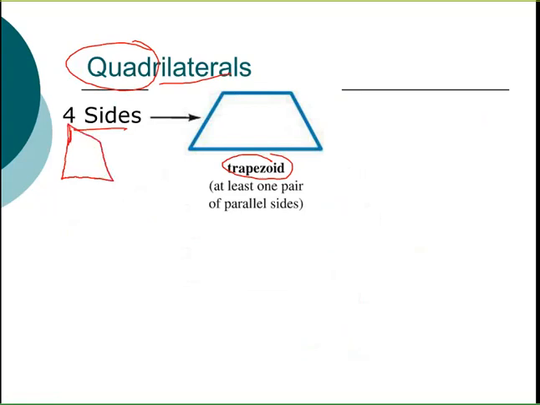I was having a hard time actually drawing one that wasn't having any parallel. So this is just a 4-sided shape, this is a quadrilateral. Okay? And then our first special type is a trapezoid. So at least 1 pair has parallel sides.